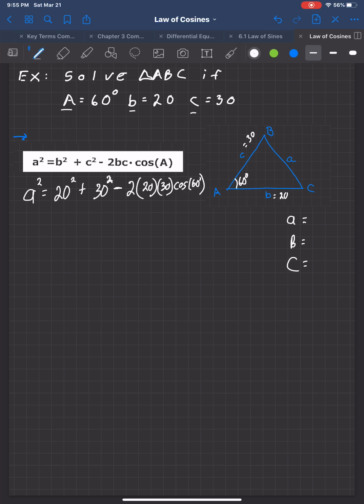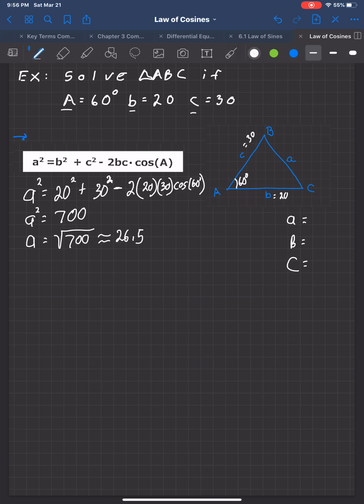I'm sorry that's a little bit cluttered, but at this stage we grab our calculator and let our calculator do all this heavy lifting. 20 squared plus 30 squared minus 2 times 20 times 30 times cosine of 60, and we end up getting A squared is equal to 700. But we don't want A squared, we want A. So A is equal to the square root of 700, which is roughly 26.5.